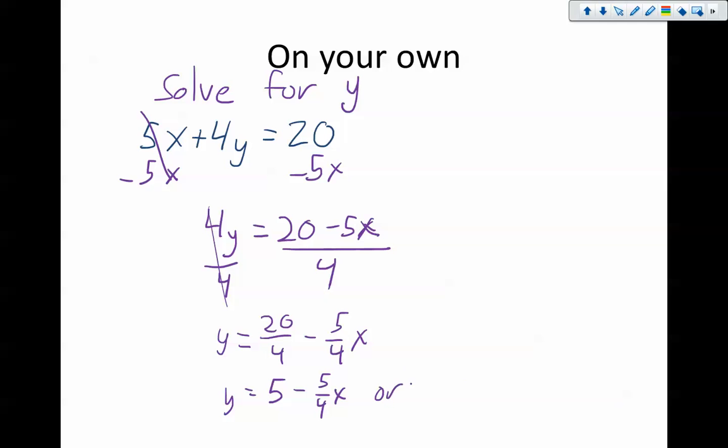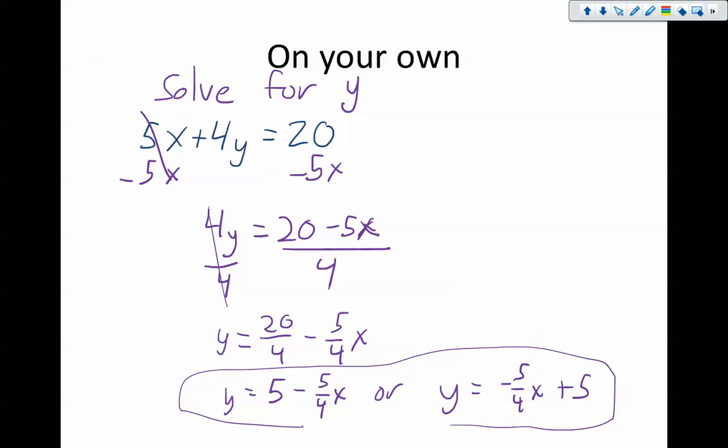Now, I also want to just note here, you can write your answer like this, y equals negative 5/4 x plus 5. Notice how all I did was just change the order of the two terms. Technically speaking, it's actually better to write the x term first and then the constant term. So either of these answers is acceptable. The one on the right is actually a little bit better. Okay, so if you've got any questions on this one, make sure you seek out your teacher.